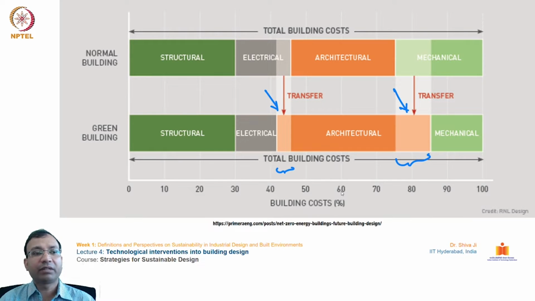If you see this particular table over here, it talks about the total cost invested in any given building in a normal condition, and what happens in a green building condition on the lower color band. The top one talks about if the total building cost is divided into 100%, almost 30% is taken by the structural systems, almost 15% by the electrical systems, almost 30% again by the architectural systems, and the rest of the 25% by the mechanical systems.